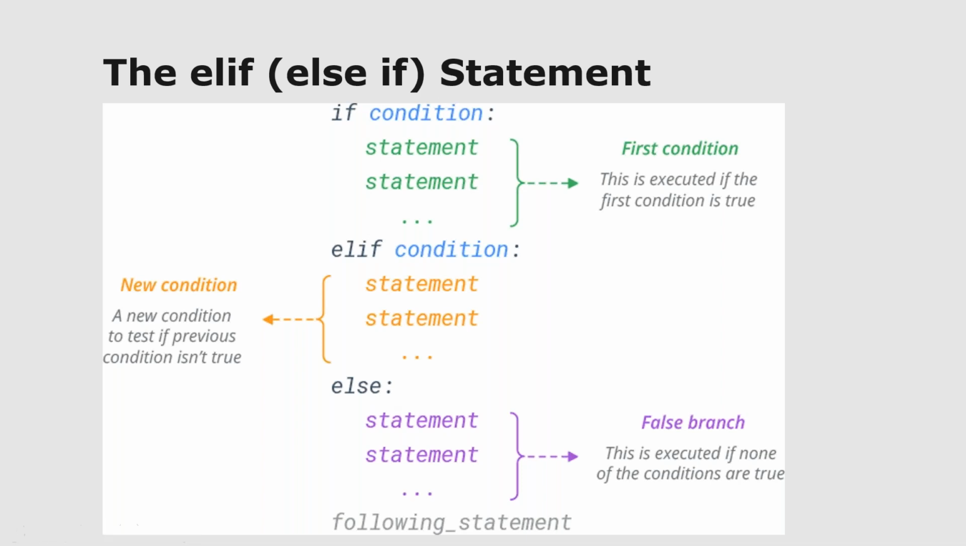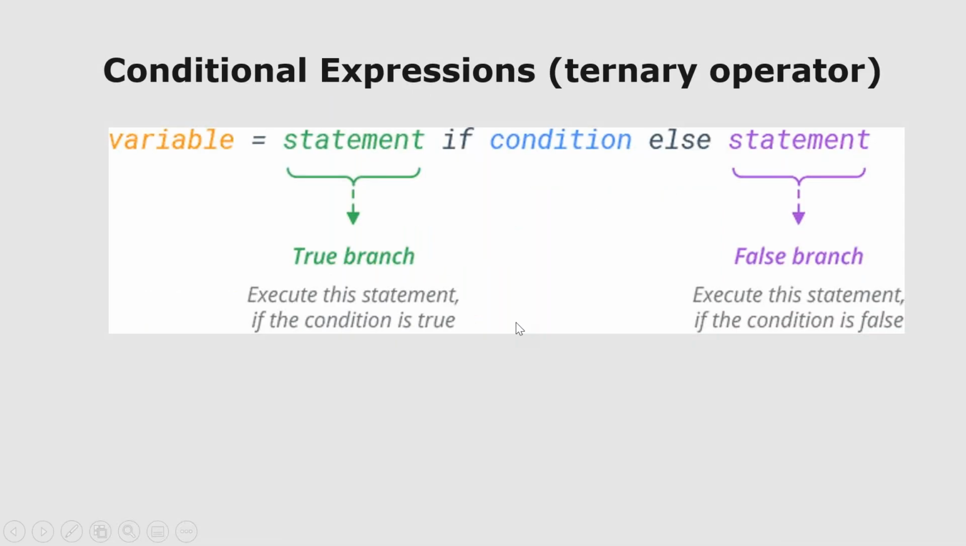So here understand that this is executed if the first condition is true. This is a new condition to test if the previous condition is not true. And this is executed if none of the conditions are true. So understand the little difference over there. This is one more way many programmers are doing it.